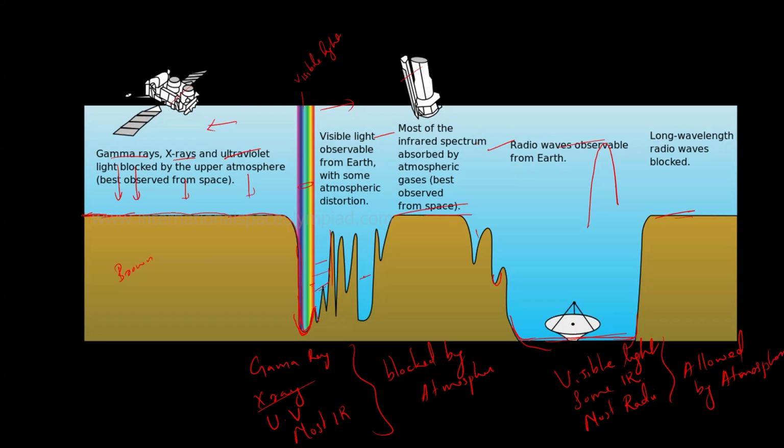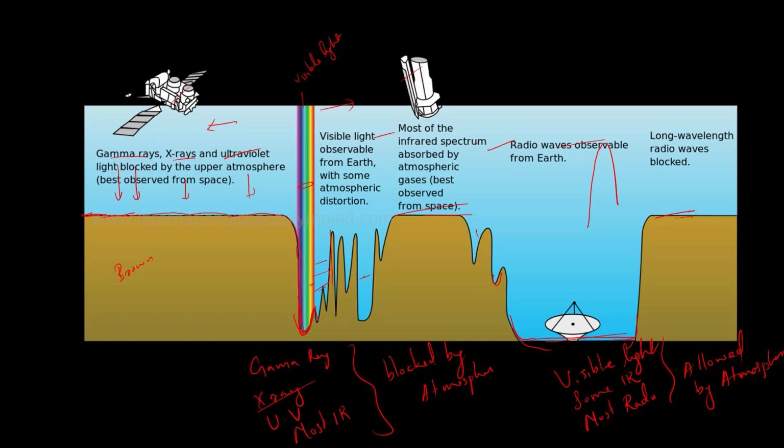Okay. So what we can observe safely on Earth's surface is visible light and most of the radio actually. So other than that, all other kinds of light are mostly blocked by Earth's atmosphere. So that is a big issue. But this issue is only an issue for astronomers.